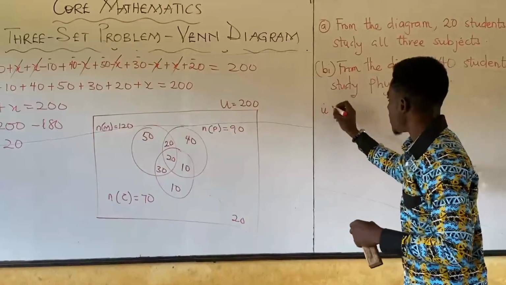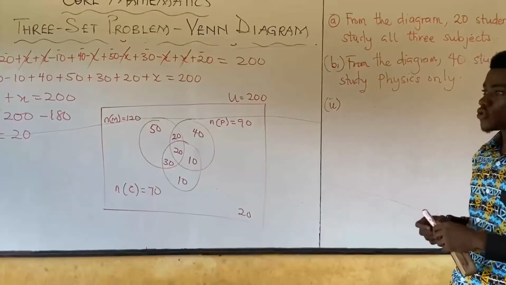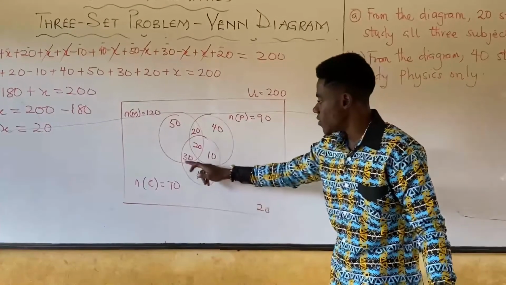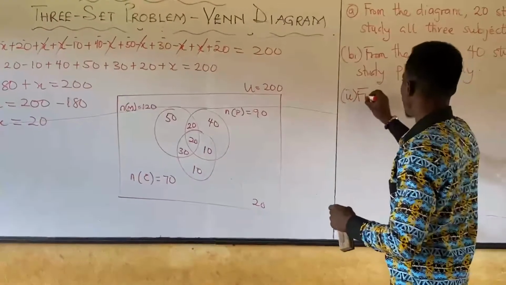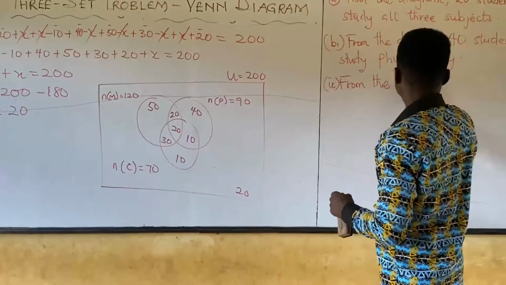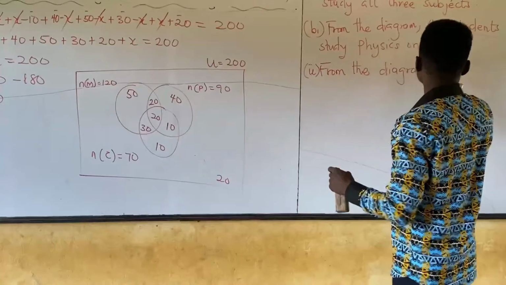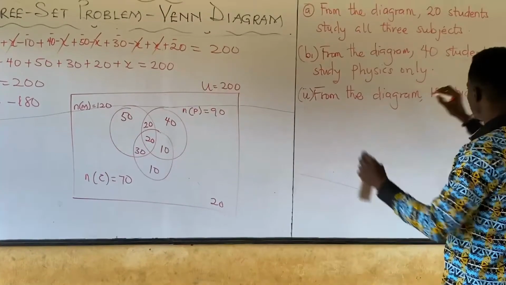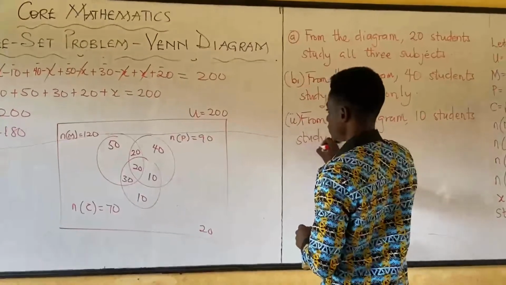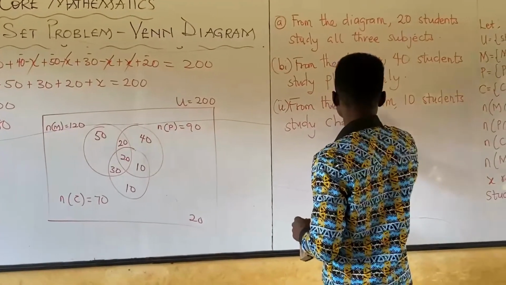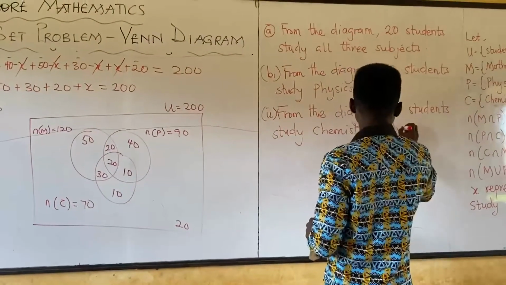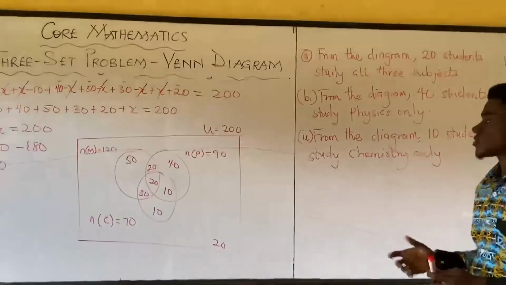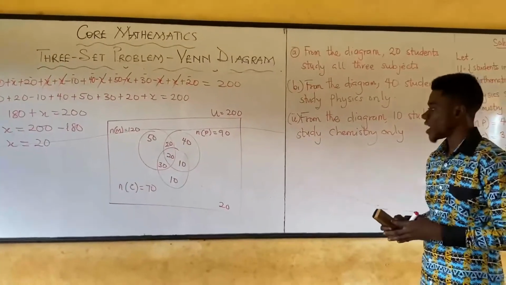The (ii) part for the B, the number of students who study chemistry only. So look and see. From the diagram, you can see that this portion represents chemistry only. So they are 10. So you can say that from the diagram, 10 students study chemistry only. So when you do it like this, it makes answering of the question just a mere look and see.